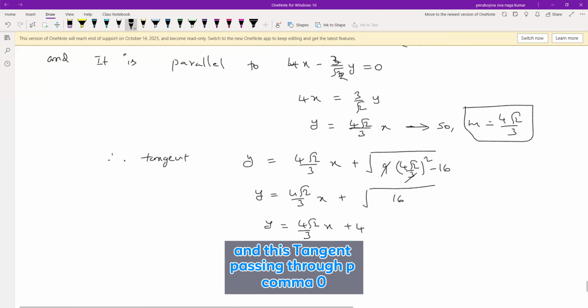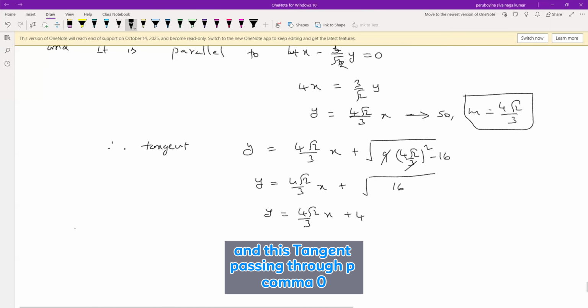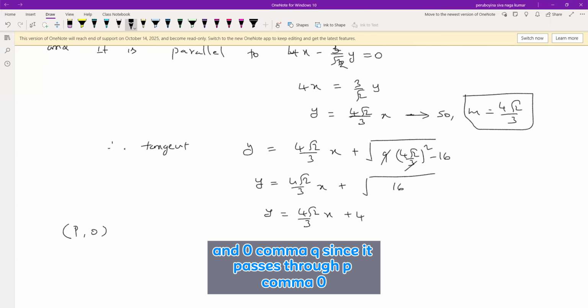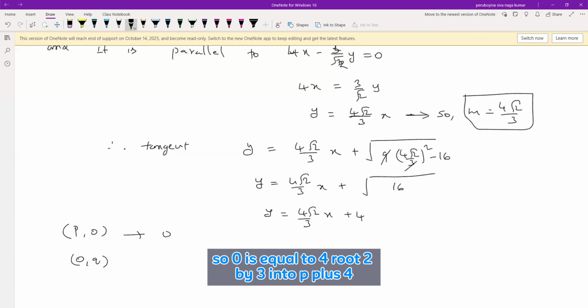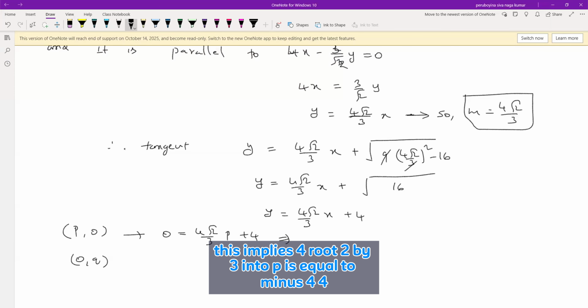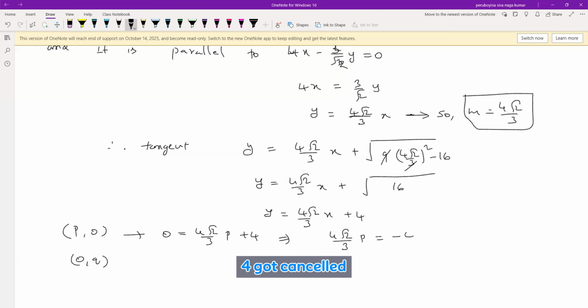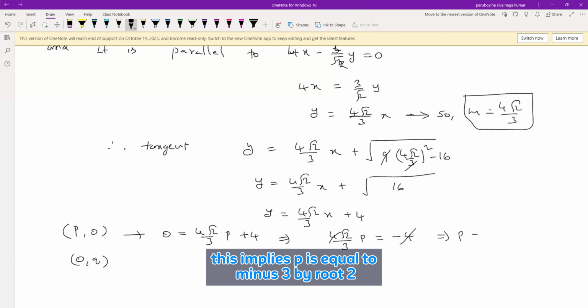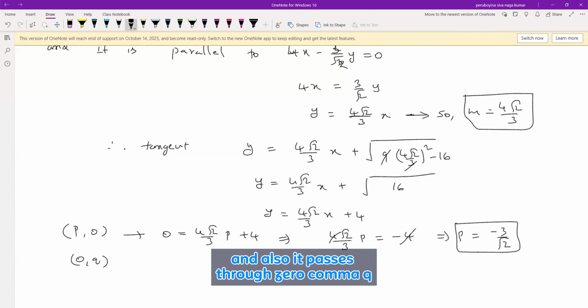And this tangent passes through (p, 0) and (0, q). Since it passes through (p, 0), 0 equals 4 root 2 by 3 into p plus 4. This implies 4 root 2 by 3 into p equals minus 4. 4 got cancelled. This implies p equals minus 3 by root 2. And also it passes through (0, q), so q equals 0 plus 4, which implies q equals 4.